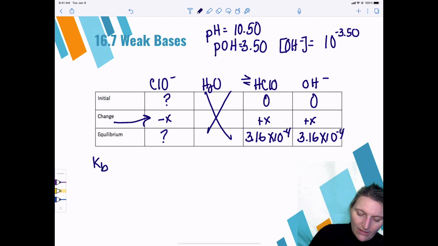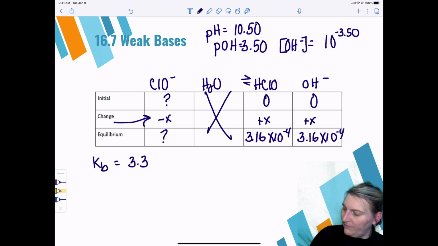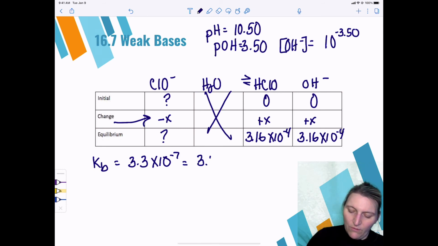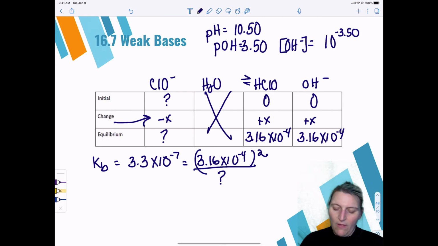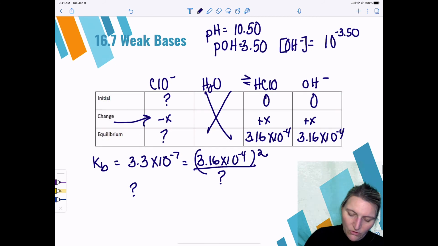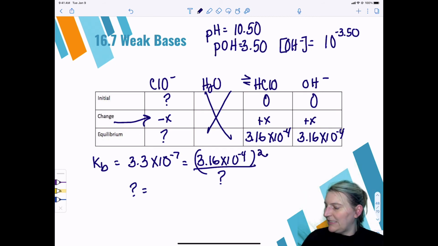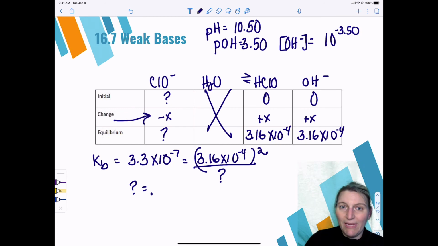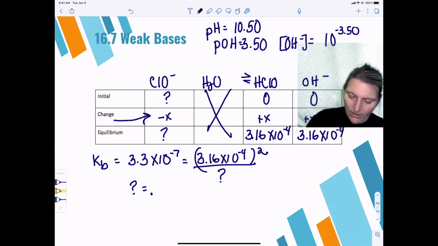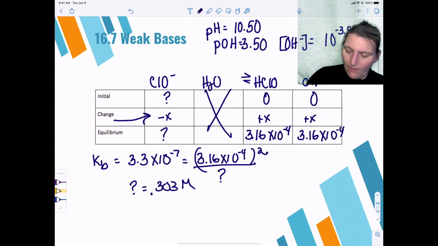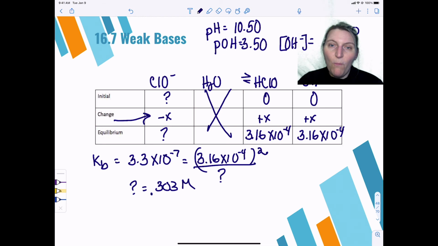So now I can look up the Kb. It is 3.3 times 10 to the negative 7. That's going to be 3.16 times 10 to the negative 4 squared, because it's going to be multiplied by itself, divided by that question mark, what I don't know. So what I don't know is the concentration of the ClO negative. I plug that into my calculator, and you can pause the video, do it out, check your work, 0.303 molarity. And now go back and read the question.